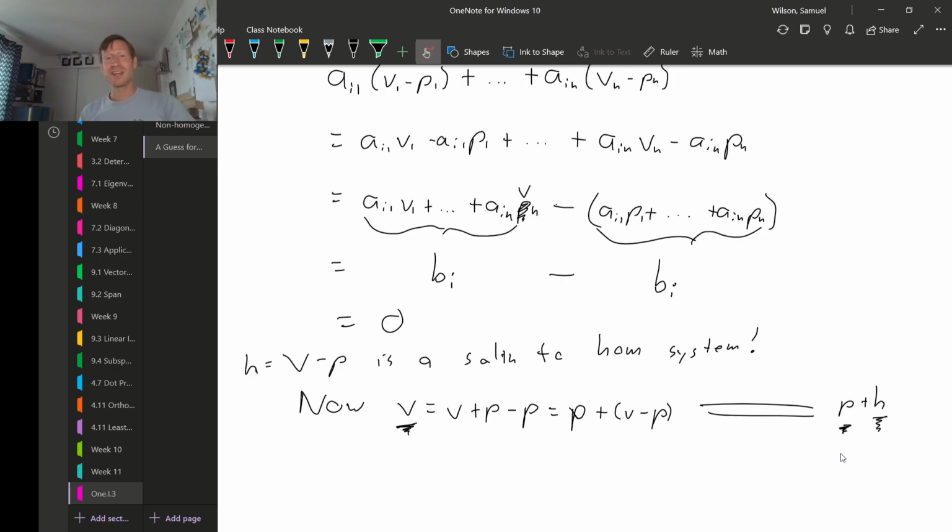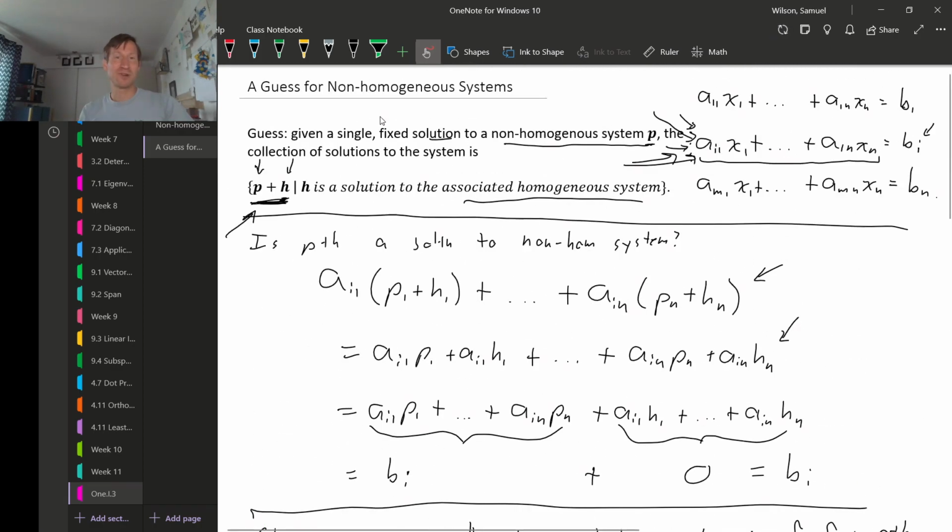So this shows that, if we go back to our original guess, not only is every vector of this form a solution, every solution to the non-homogeneous system is of this form for some choice of solution to the homogeneous system. So the slogan version of this is that for any linear system, homogeneous or not, every solution is of the form particular plus homogeneous solution.